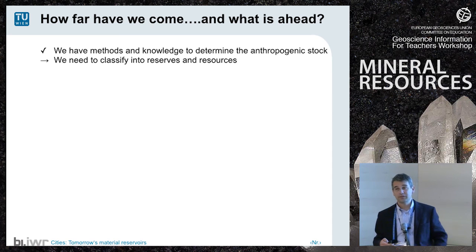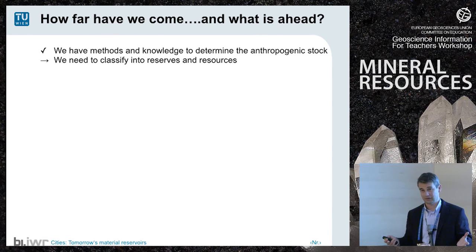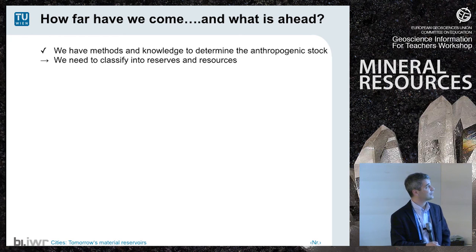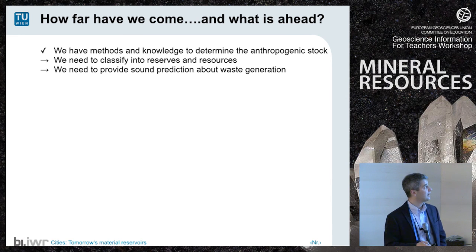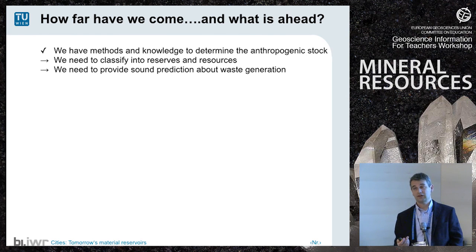Of course, we have to classify this stock into reserves and resources, which means that not all the aluminum contained in Vienna is a reserve, which would mean that it can be economically extracted. Some of this aluminum you will never get because it's too expensive to get it out of the soil, for example, or copper. So part of this stock is resources that are more or less lost forever, or for long times at least. And what we would then do, based on our knowledge, is to make sound predictions about the waste generation, about the generation of scrap in the future. These are then the secondary resources for our industries to produce secondary materials.